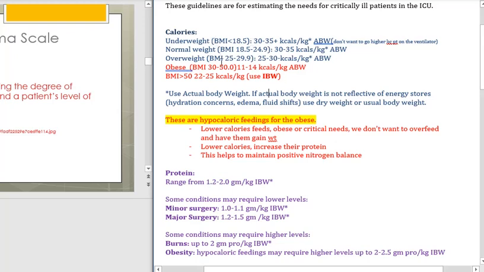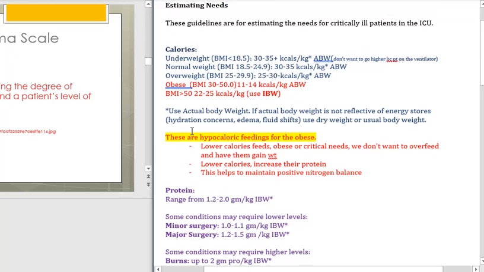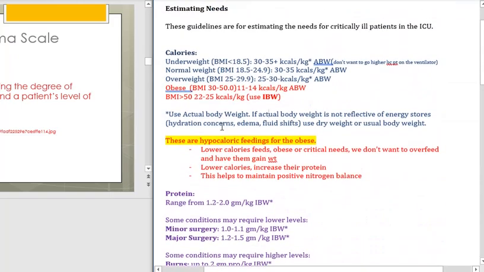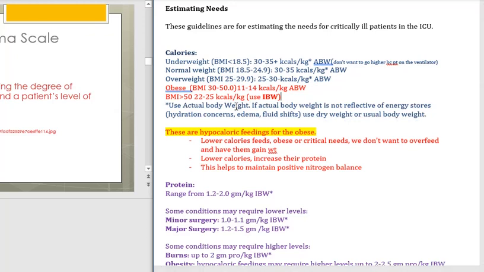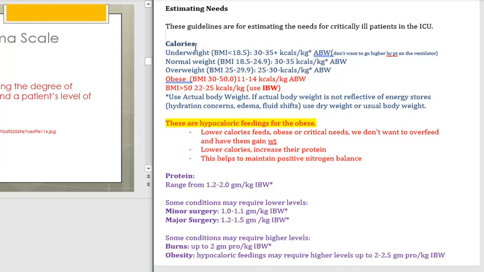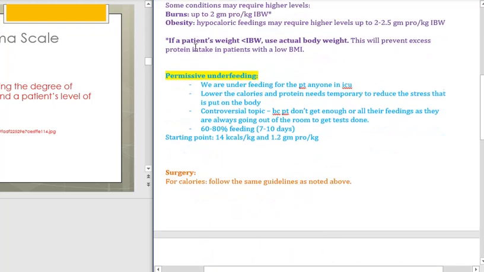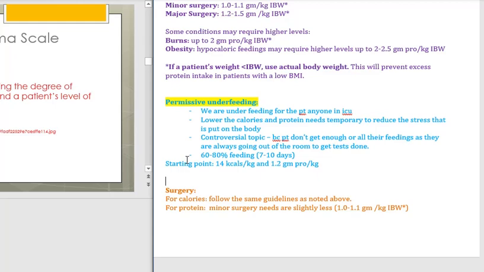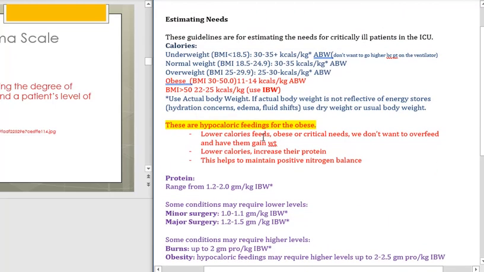Okay, so you see I have an asterisk though, because there's always an exception. Nothing's perfect in nutrition. What happens if we're supposed to use their actual body weight, but they have edema or something like that? Then what do we do? Dry weight. What if you don't have dry weight? Ideal body weight. Okay. Dry weight, ideal body weight. You can't use actual if there's edema. So that would be the exception to that.